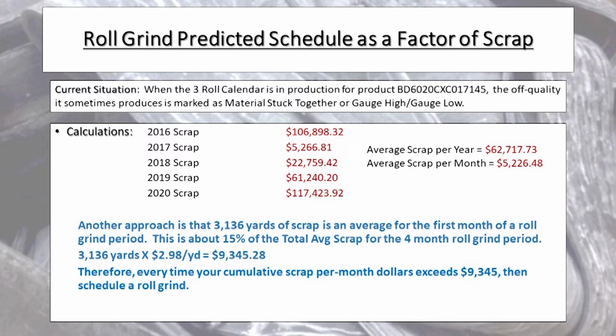But looking at your data, you have more scrap nearing the end of your roll grind period, almost in a bell curve shape. So it doesn't account perfectly for the 25% at the beginning of the month. Thus, we've discovered that closer to 15% of your total scrap is near the beginning of the month, and it is not our original number of 25%, more of our 15%, which is about 9,345.